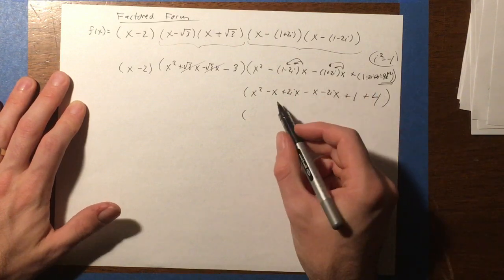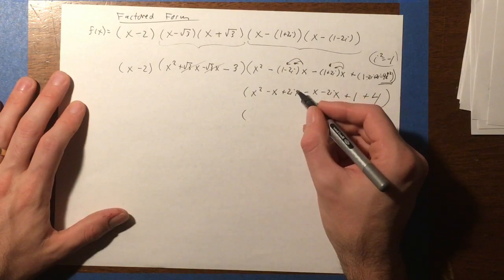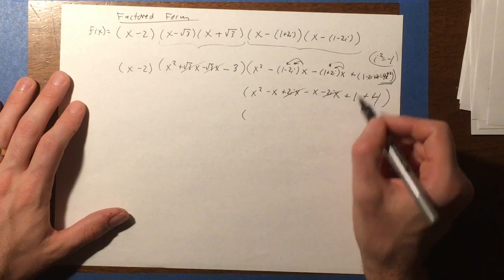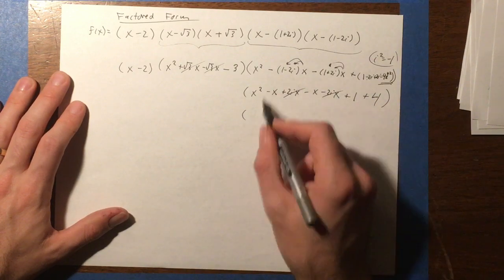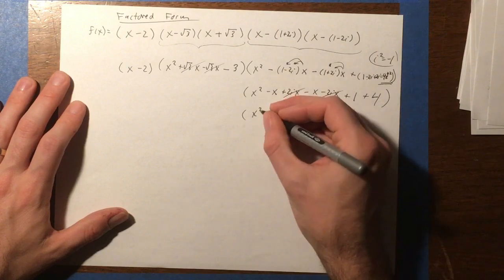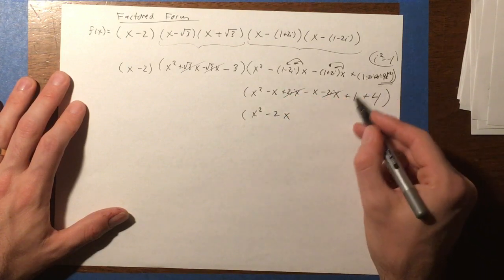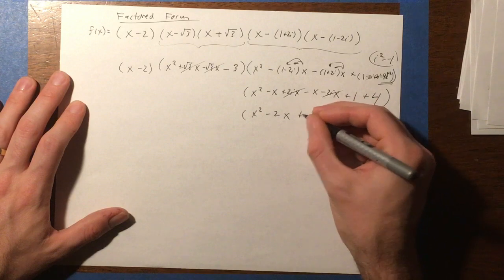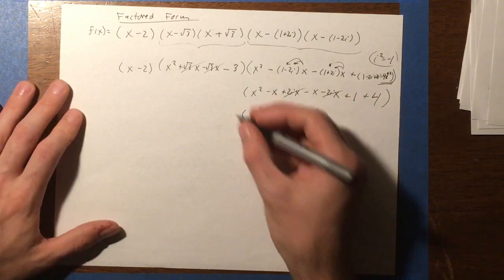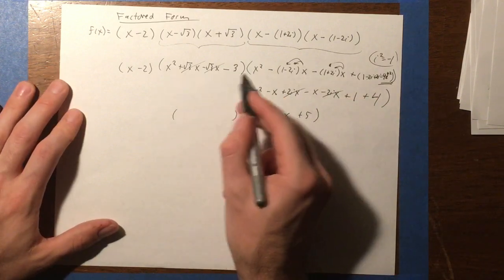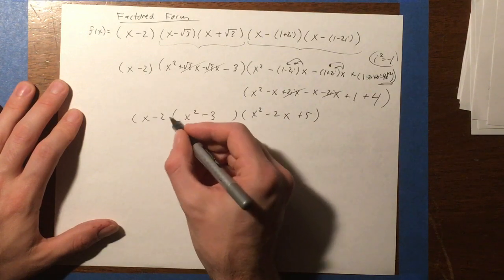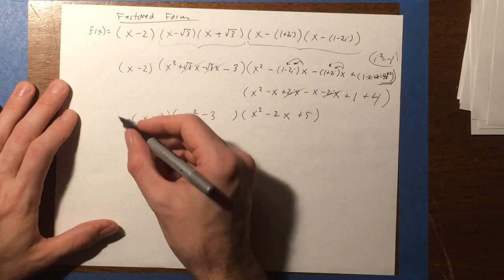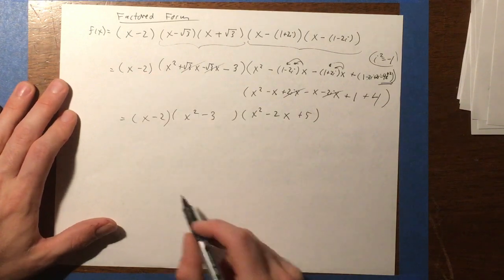In here, some stuff is going to cancel out. We have plus 2ix and minus 2ix. That's gone. The minus x and the minus x, instead of canceling, are going to combine. So we'll have x squared minus 2x. And then the plus 1 and the plus 4 will combine like that. So over here, x squared minus 3. And then over here, x minus 2. And here's what I have so far. Okay, this is a wacky thing.